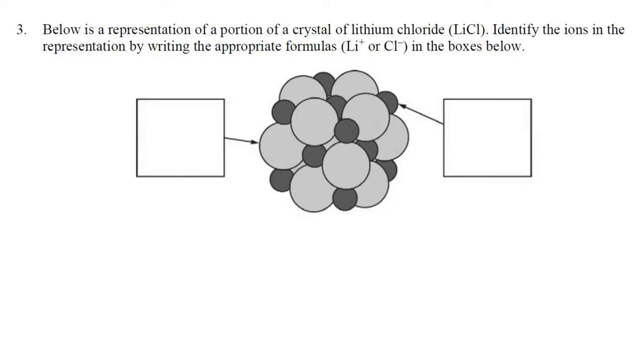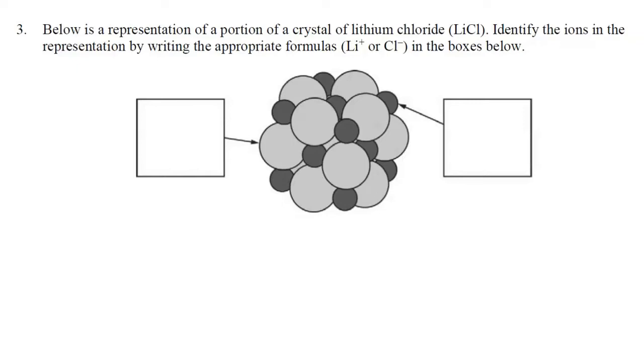In number 3, it says below is a representation of a portion of a crystal of lithium chloride, LiCl. Identify the ions in the representation by writing the appropriate formulas, Li+ or Cl-, in the boxes below. So we can see that the box on the left is pointing to the larger ion, and the box on the right is pointing to the smaller ion.